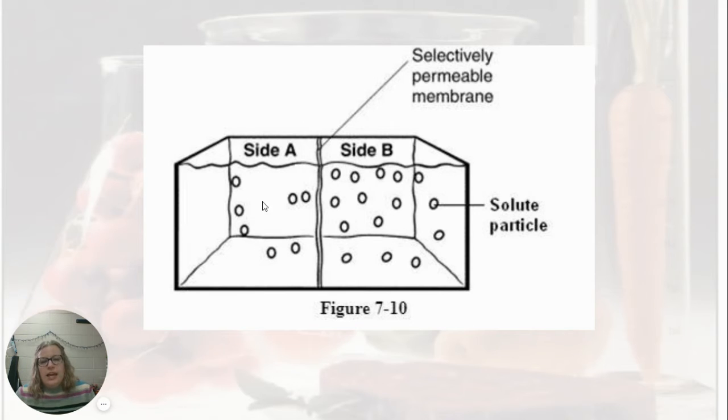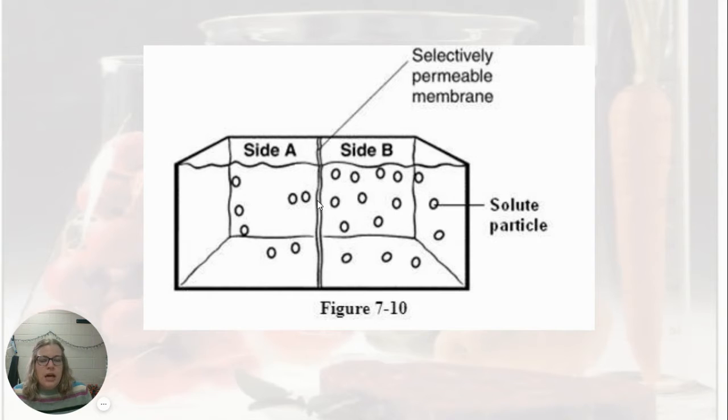We have side A and side B. If you take a look at side A, we're going to assume that these little circles here are the solute particles and the empty space is water. And then we've got that selectively permeable membrane.